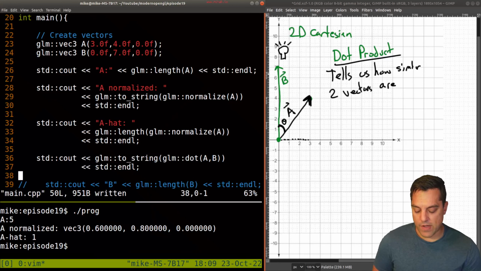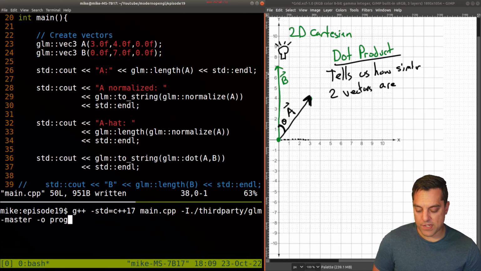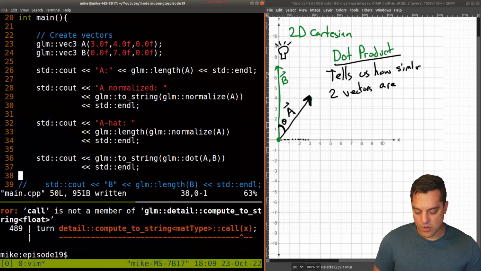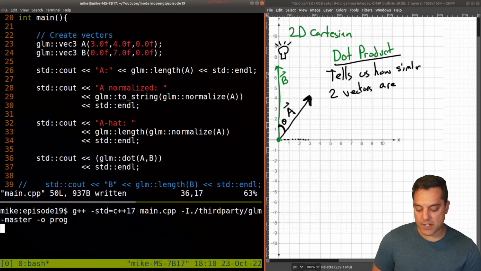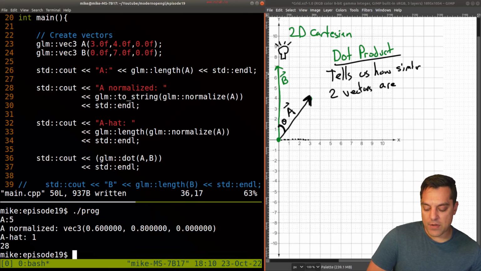Okay, now let's go ahead and try this out. Go ahead and compile this. Oops, sorry, I'm not going to need the string quite yet. Sorry about that. Let's just compute the dot product here, because that's the question you might ask yourself if you're first learning this: what am I actually getting out of this? So I compile this and I get the value 28.